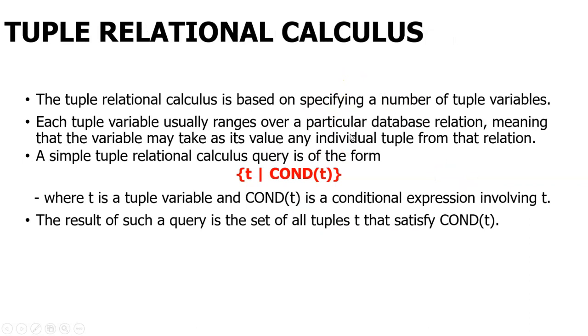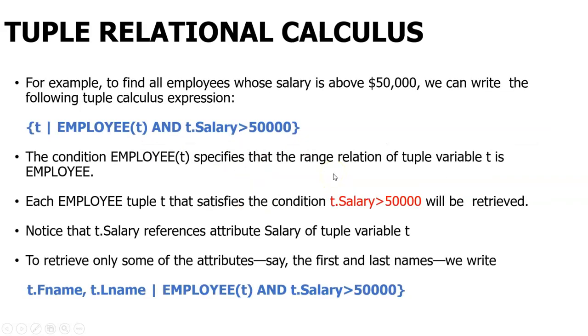When coming to the tuple relational calculus, it specifies the tuple variables that you want. The notation is T, a bar, and the condition. T is nothing but the tuple relation. Whatever attributes you want, you have to mention with the tuple. This is the condition. We'll go with an example.